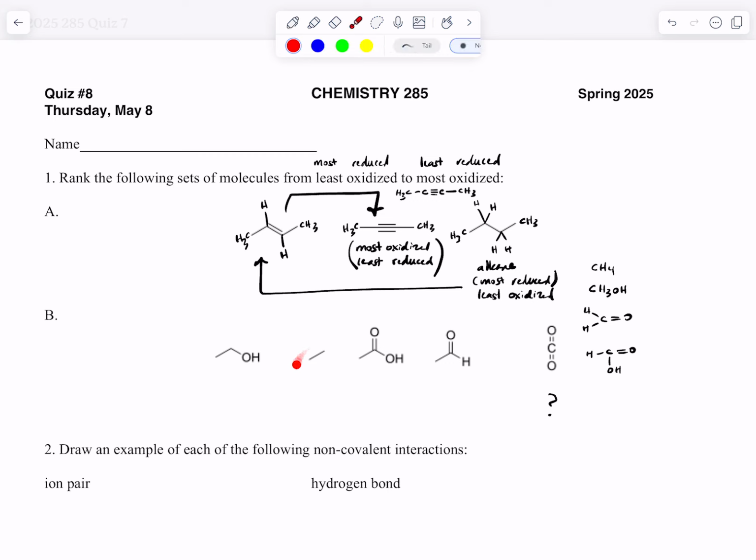Okay, so what have you got for B? What is the most reduced molecule for B? Second one, this is ethane, the 2-carbon purely hydrocarbon. Okay, so we'll call that number 1, least oxidized. Who's next? The alcohol. How do you know that? How did you know it's oxidized relative to number 1?